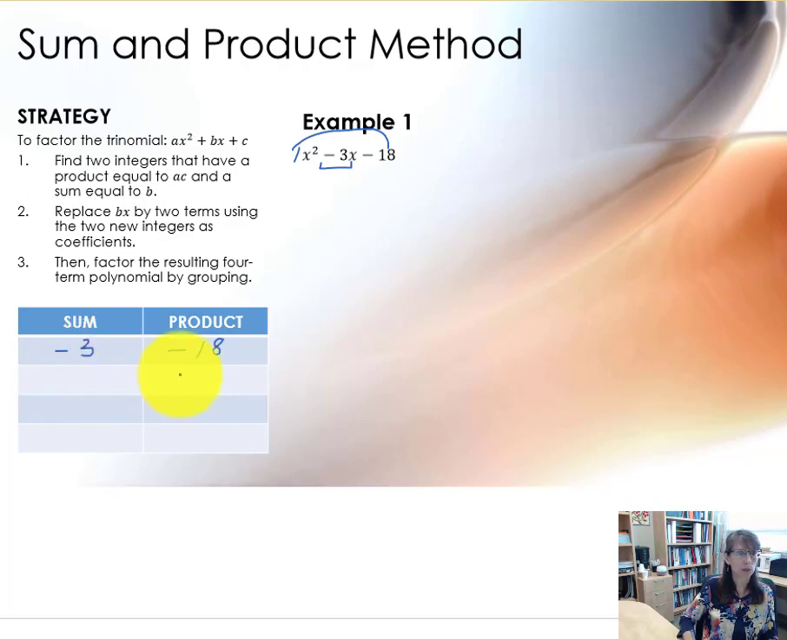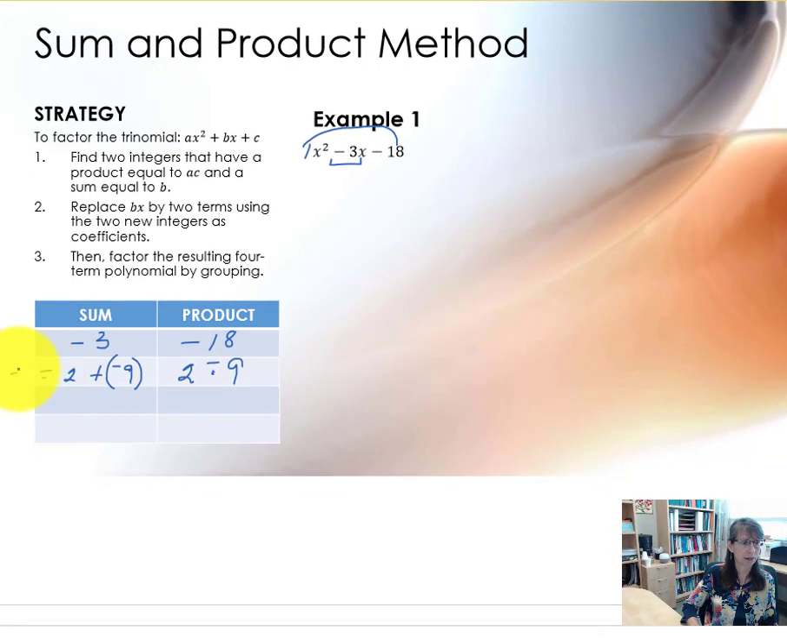Just to start out with, you might think, well, 2 times 9 makes 18. We need to make negative 18, so either 2 would have to be negative or 9 would have to be negative. But keep in mind, when we're adding those numbers, we have to make something negative, so I would say that the larger number would be the negative. 2 times negative 9 does match negative 18, but if I add 2 with negative 9, that's going to make negative 7. That does not match the sum we need, so we need to try some other factors.